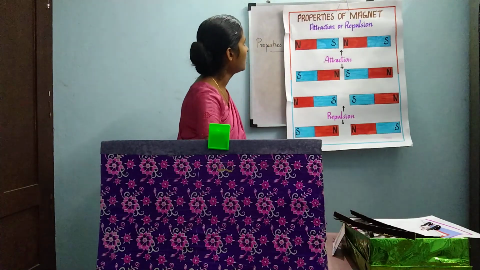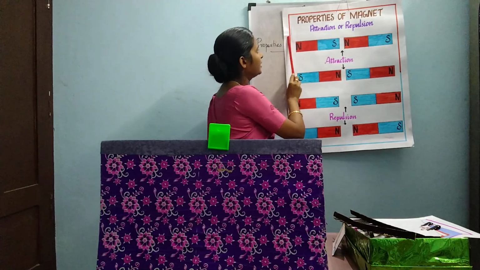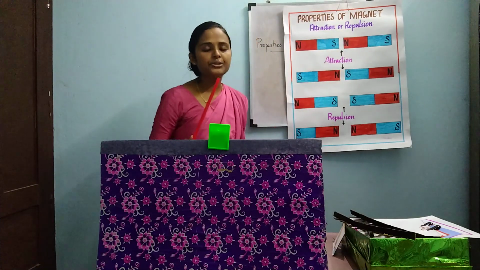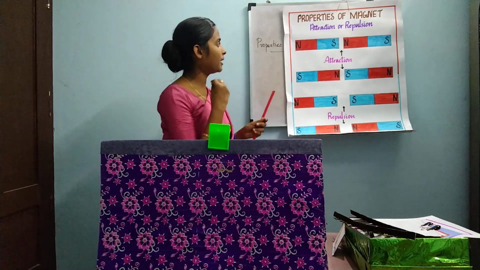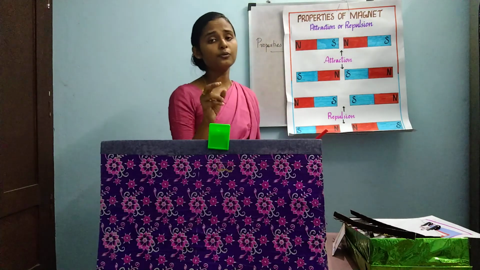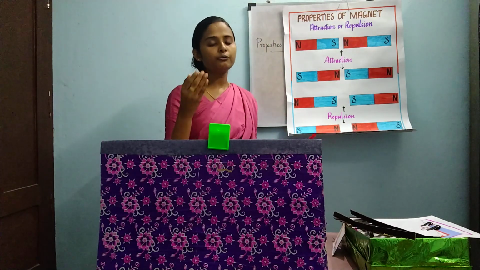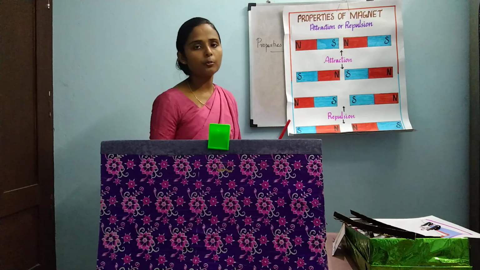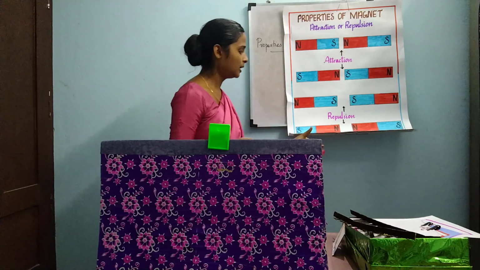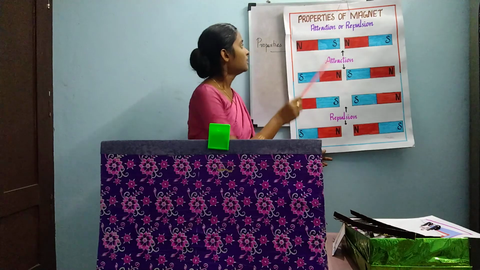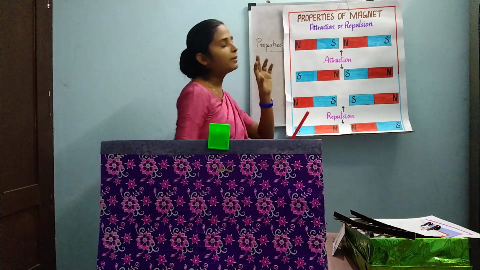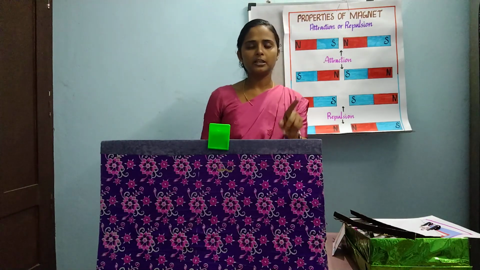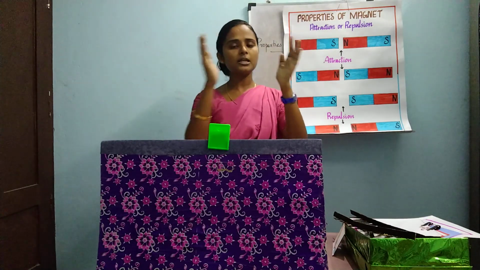See, properties of magnet. The magnet has two properties, that is attraction as well as repulsion. I have explained attraction and repulsion with an example in the last video. If you need to know about that, you can watch that video. A magnet has only two properties, that is attraction and repulsion. Attraction means it will attract, repulsion means it will move backward.